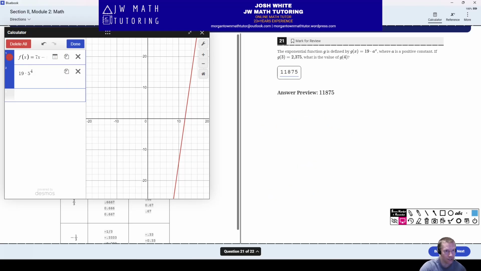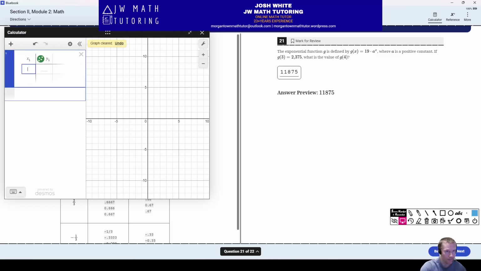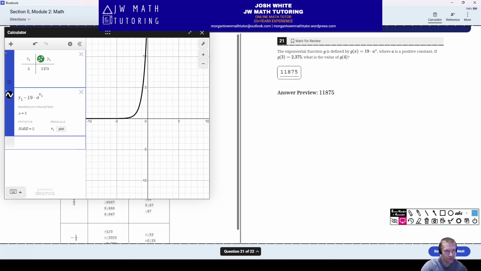Now, you could also do the entire problem in Desmos, and here's how. First, we go to the table, and I'm going to enter in my point of 3, 2375. Then I'm going to do regression. So y1 tilde 19 times a to the x1. This regression gets us the a value. And then there's multiple ways you could do it from here. You could just type 19 times a to the fourth, and there's your answer. You could actually define the function, and then type g of 4 if you want to do it that way. But this is how you could just do it entirely in Desmos.